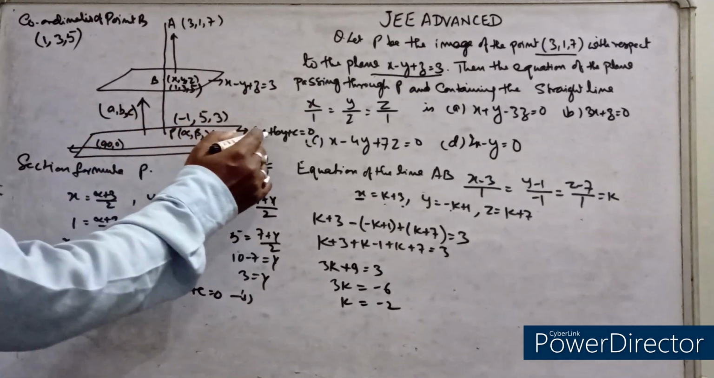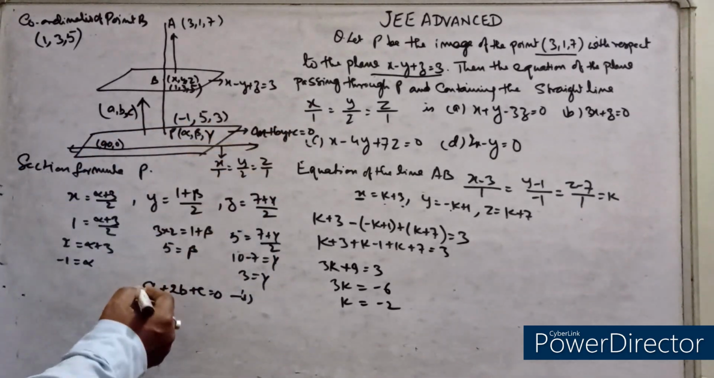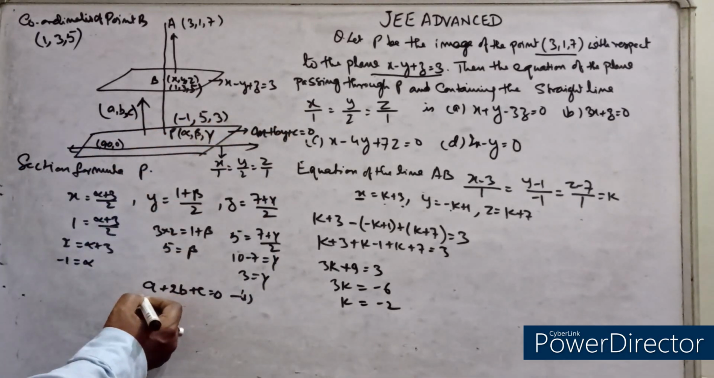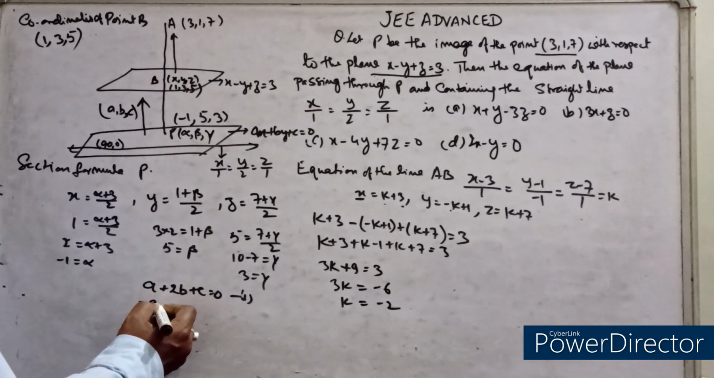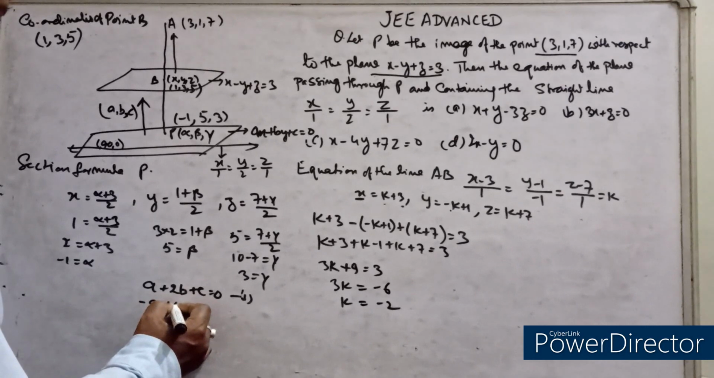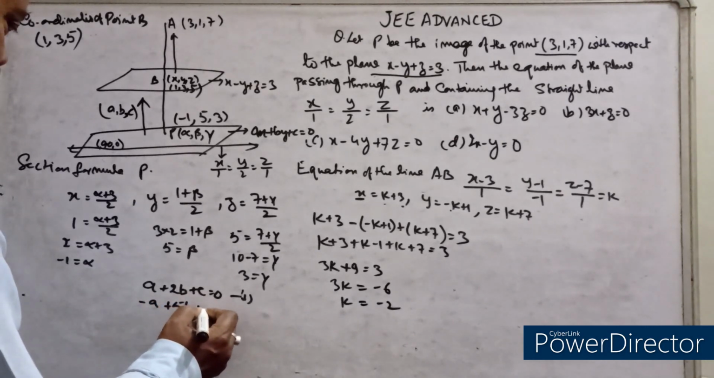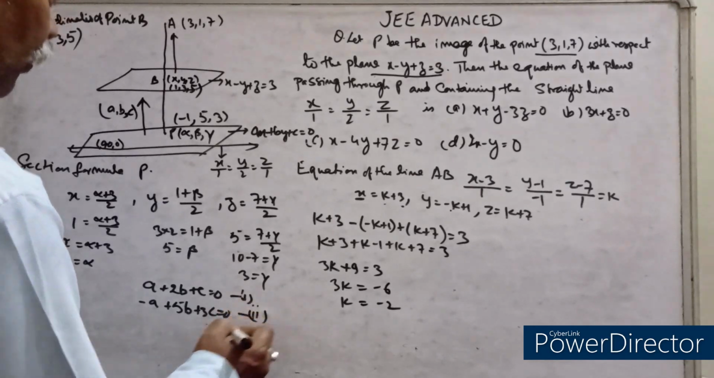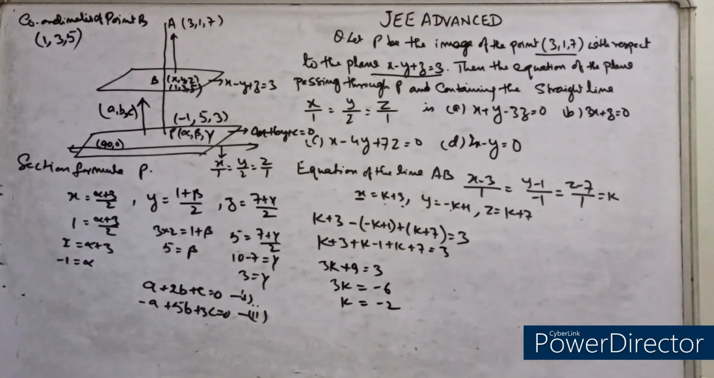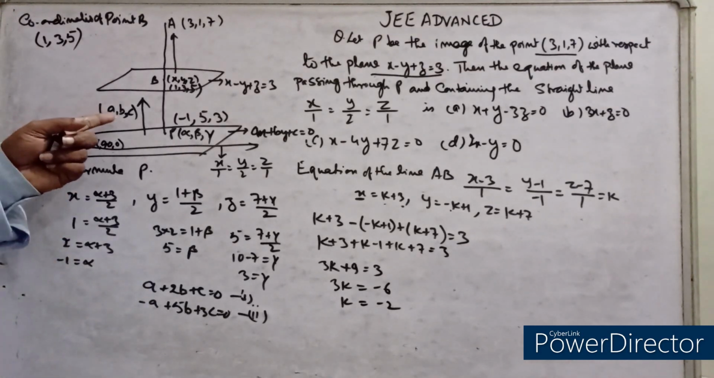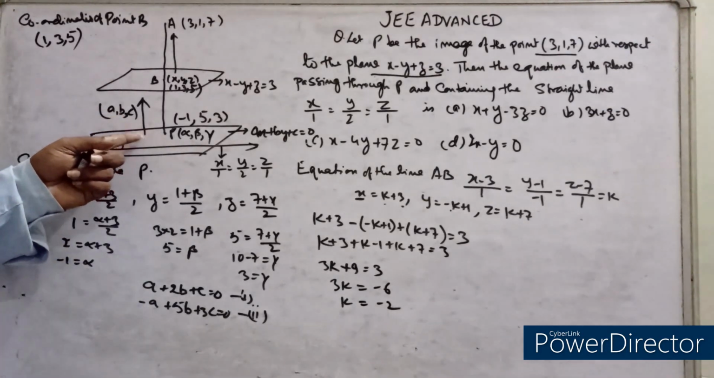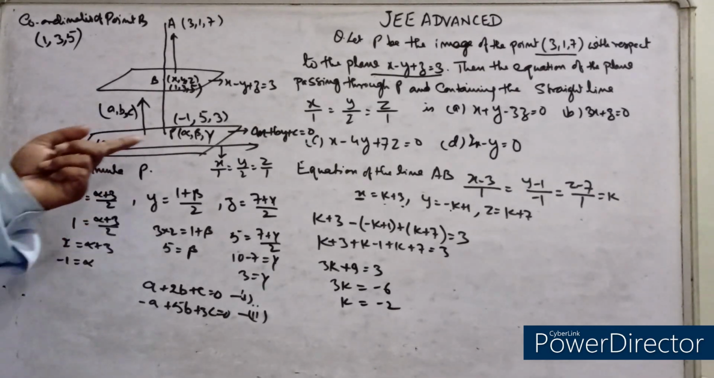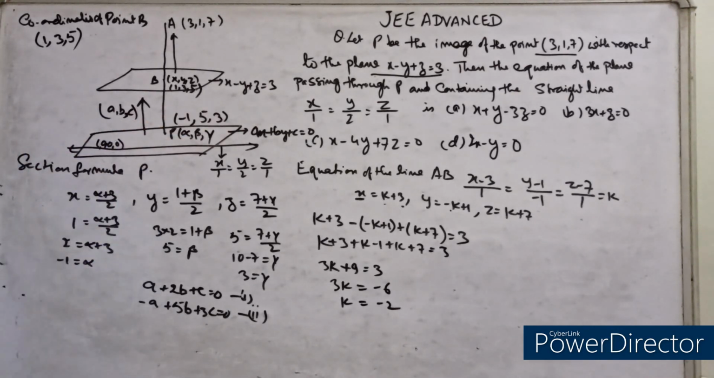And this point lies in this plane, so it will satisfy this point. So minus a plus 5b plus 3c will be equal to 0. This is equation 2. So now if we solve these two equations, we are going to get the direction ratios of this plane, and when we get the direction ratios of this plane, we get the equation of this plane.